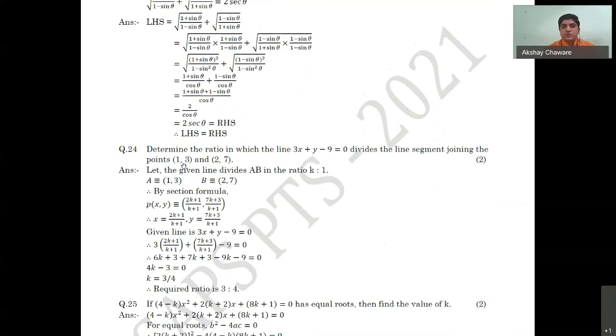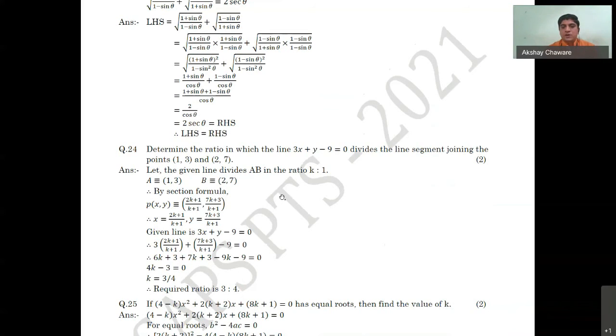Now in question number 24, determine the ratio. Just now, a few questions ago, I explained that whenever you have to calculate the ratio, it should be k is to 1. Okay? So that's why here the k is to 1 ratio is considered. Now see, the given line is 3x plus y minus 9 equal to 0, which divides the line segment joining the points 1, 3 and 2, 7. Okay, so A is 1, 3 and B is 2, 7.